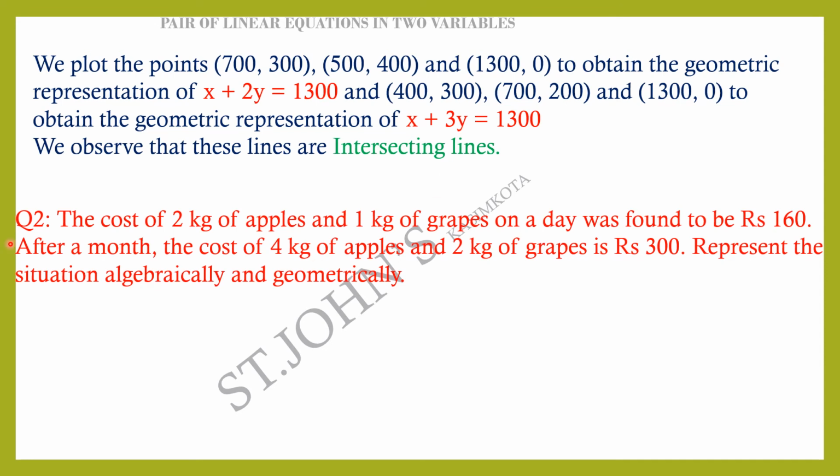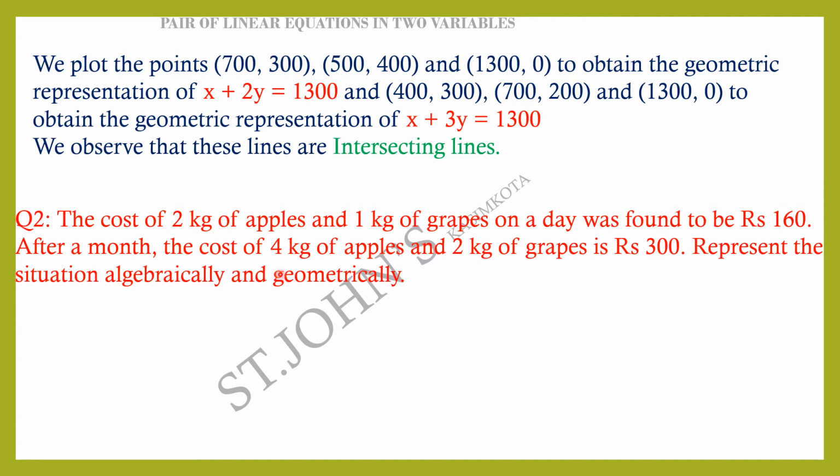Now we are going to the next question. Second question: the cost of 2 kg of apples and 1 kg of grapes on a day was found to be rupees 160. After a month, the cost of 4 kg apples and 2 kg of grapes is 300 rupees. Represent the situation algebraically and geometrically.